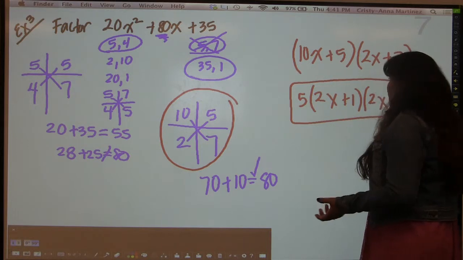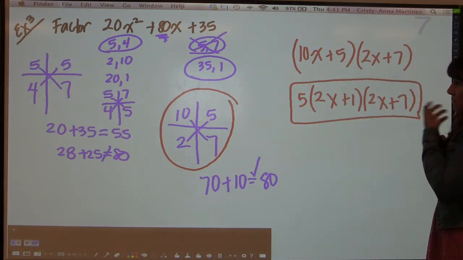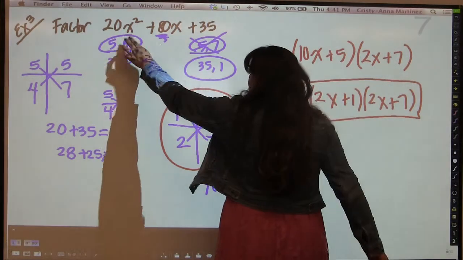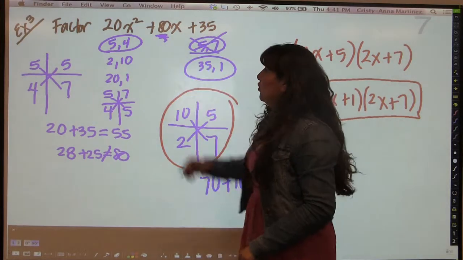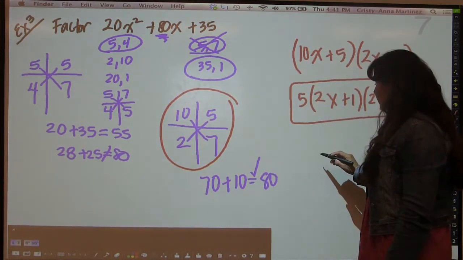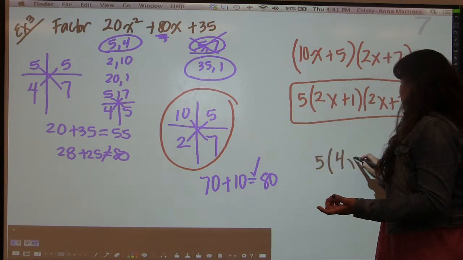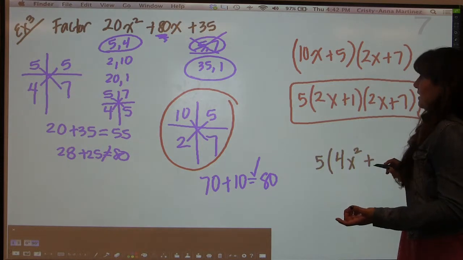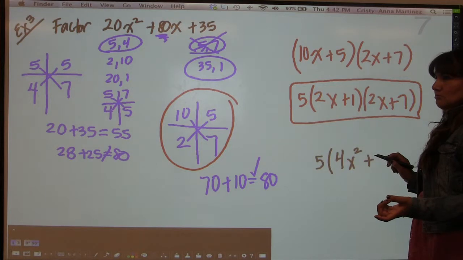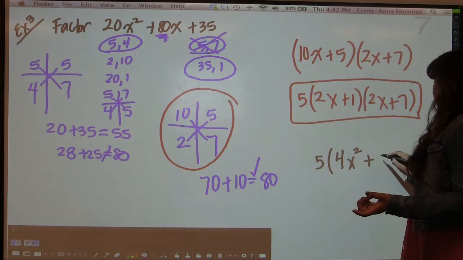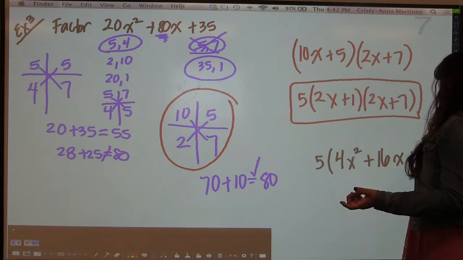I will also tell you that there was probably an easier way to do this problem now that I'm thinking about it, because if you look at the original problem, all of those numbers had a 5 in common, 35, 80, and 20. So you might have been able to pull out the 5 in the very beginning, and if you had done that, you would have had 4x squared plus 16x plus 7. Is 16 times 5 80? Yes, I'm pretty sure it is.